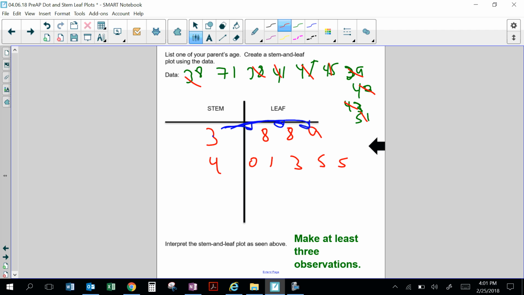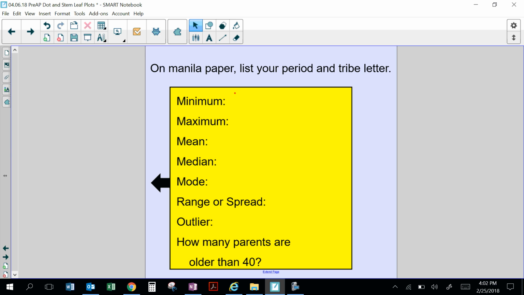No, we have 50s now. 51, any 60s? I'm going to leave that blank, and 71. So make three observations here. What can you say about this? Well, what is the minimum age? Well, 38 is the minimum age.